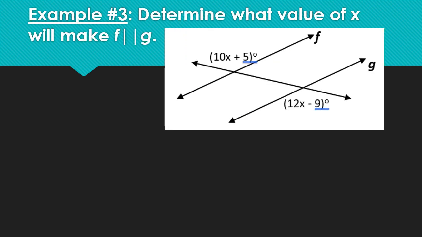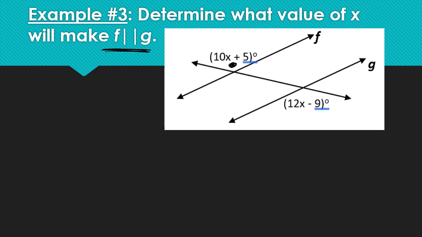Okay, here we go. Example number 3. So determine what values of x will make f parallel to g. So this is the other direction. They want to know, hey, we are not telling you the lines are parallel. Tell us what x could be so that these lines are parallel.